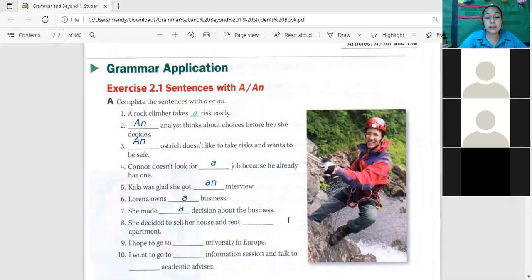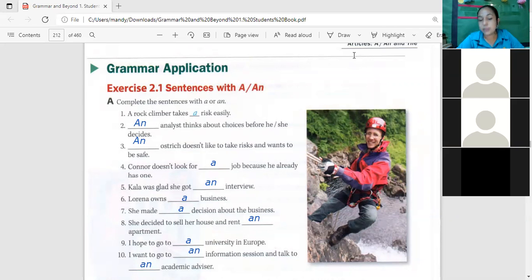Yes. She decided to sell her house and rent an apartment. Yeah. I hope to go to a university in Europe. Exactly. Remember the rule. This one is an exception. Yeah. I want to go to an information section and talk to an academic advisor. Okay, an academic advisor. Yes. Excellent. So in that case, we use both a and an. But remember the exceptions: university, universal. This one begins with the sound U. For that reason, we use a, no, an, yes? Okay, excellent.